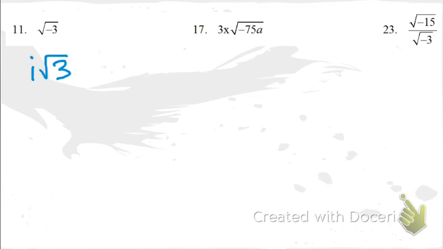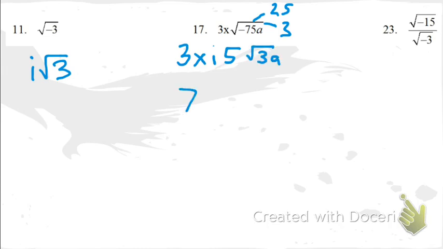Here we have 3x root negative 75a. So we write the 3 and the x. We could pull out the square root of the negative, and that gives us i. And then 75 is 25 times 3. So we can pull out the root 25 as well, and that gives us a 5. Then we're left with root 3a. So that's 75xi root 3a. I like to write the i in front of the root, because if you write it over here, then it might be mistaken for being under the radical. So any variables, everything, we want to put that in front of the root unless it's inside the root.